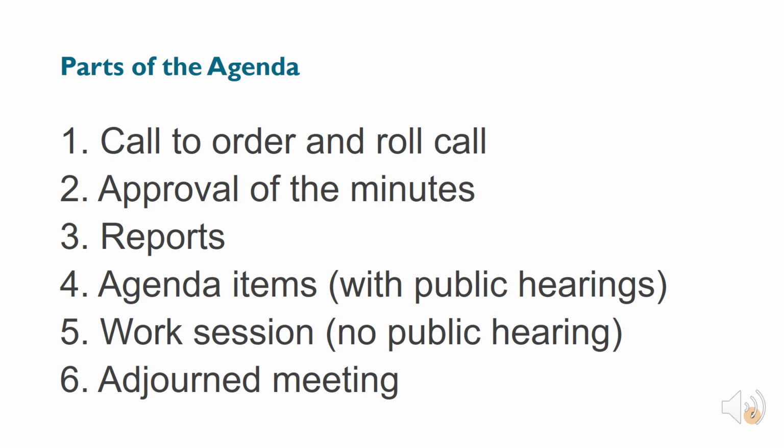The agenda items in a typical planning commission meeting are as discussed previously: the call to order and roll call, the approval of the minutes, the reports, the agenda items with public hearings, and as we have discussed in other lectures, the work sessions, which don't have a public hearing, towards the end of the meeting, and then you will adjourn the meeting, for which you also have to have a motion. Robert's Rules are different depending on the meeting, and you will look at the bylaws to understand what and how to run your own meeting.